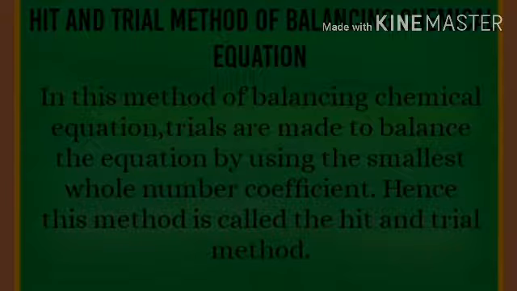Hit and trial method of balancing chemical equation. In this method of balancing chemical equation, trials are made to balance the equation by using the smallest whole number coefficient. Hence, this method is called hit and trial method.